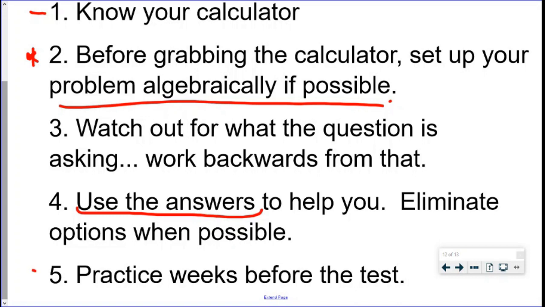And then finally, practice weeks before the test, not days, not a day. Some people just practice the night before because you have so many exams to study from. I'm giving this video to you now to remind you to start now. Okay, if you have questions about what to practice, please let me know.